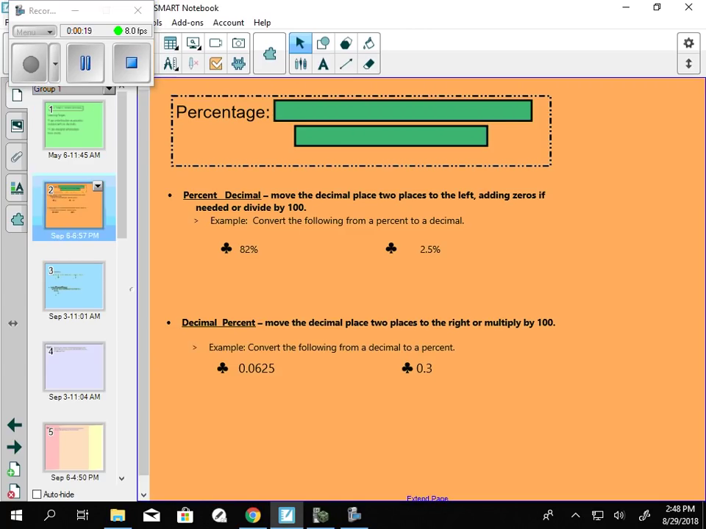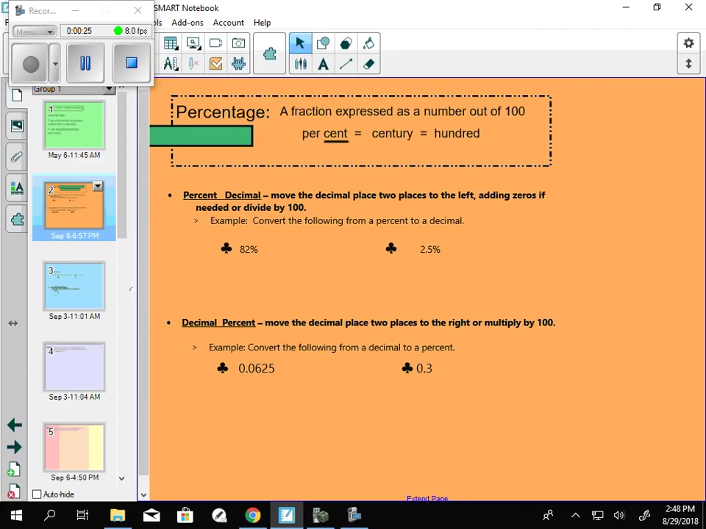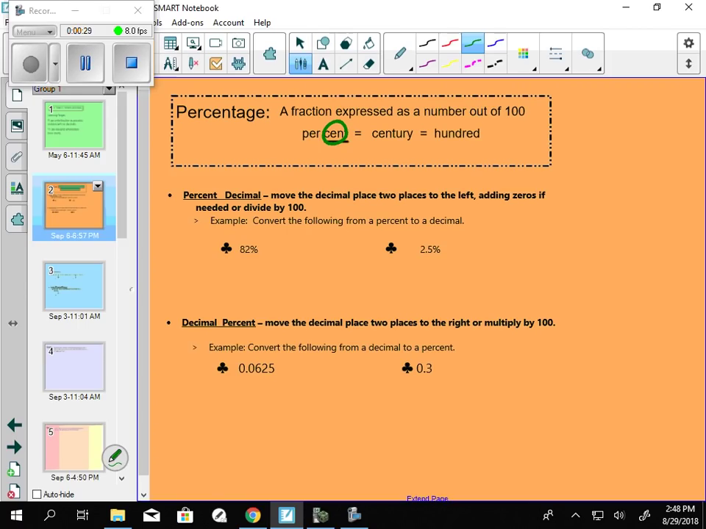Okay, percentages. A percentage is a fraction expressed as a number out of 100. In the word percent, you have this prefix cent. Cent means, like in the word century, 100. So you always know when you're doing percentages, you should be working with 100.